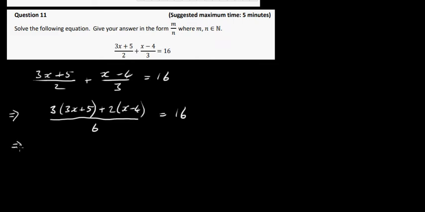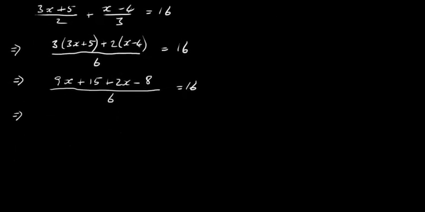Okay, so next line then, just multiply this out. So you've got 9x plus 3 5s are 15 plus 2x minus 2 4s are 8. And again, that's over 6. That's equal to 16. Okay, next one. 9x plus 2x, 11x plus 15. 15 minus 8 is just 7. And that's over 6 is equal to 16.